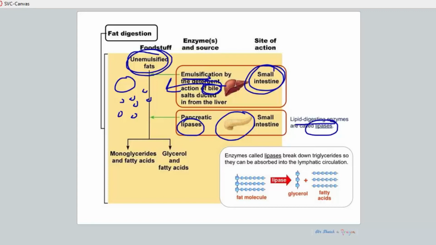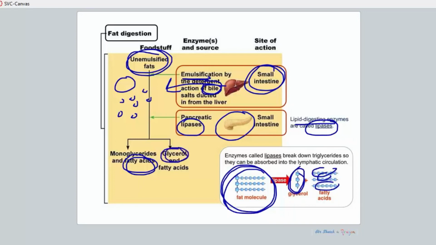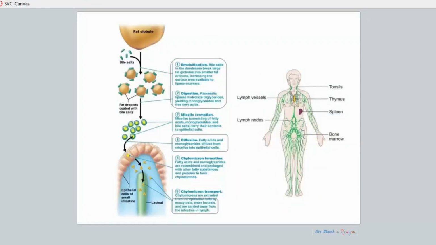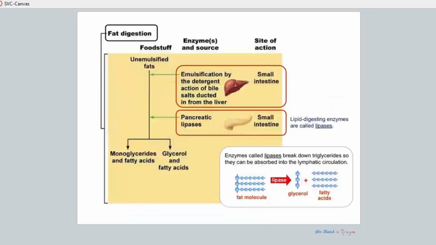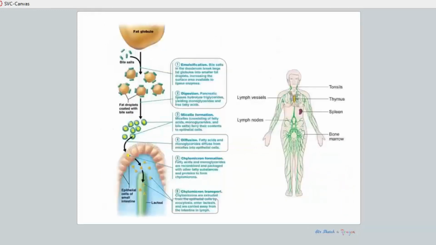What are those lipases going to do? They take this triglyceride molecule and break it into individual fatty acids, and they also separate the glycerol molecule from it. So we digest these triglycerides into their component parts, which is all great. But the absorption of these parts is kind of complicated. I don't fully understand it, but I'll give you an idea of what happens.